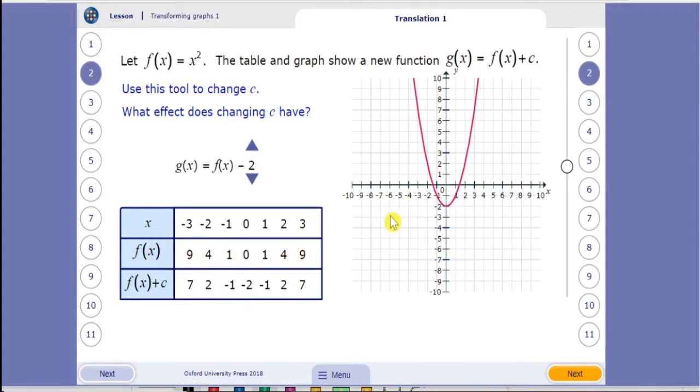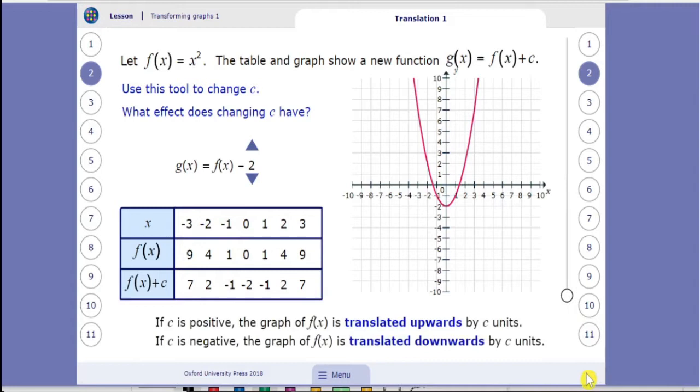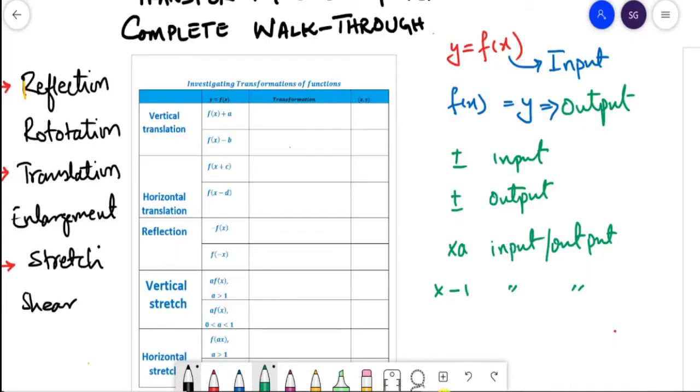Hence, what we can identify from here is that whenever you are adding or subtracting to the output, you are getting a vertical translation. So if c is positive, we get translation upwards, and if c is negative, as in this case, it is translated downwards. Let's update our table. When we are adding something to the outputs, we are getting vertical translation. For plus a number it moves upwards, and for minus a number it goes downwards.